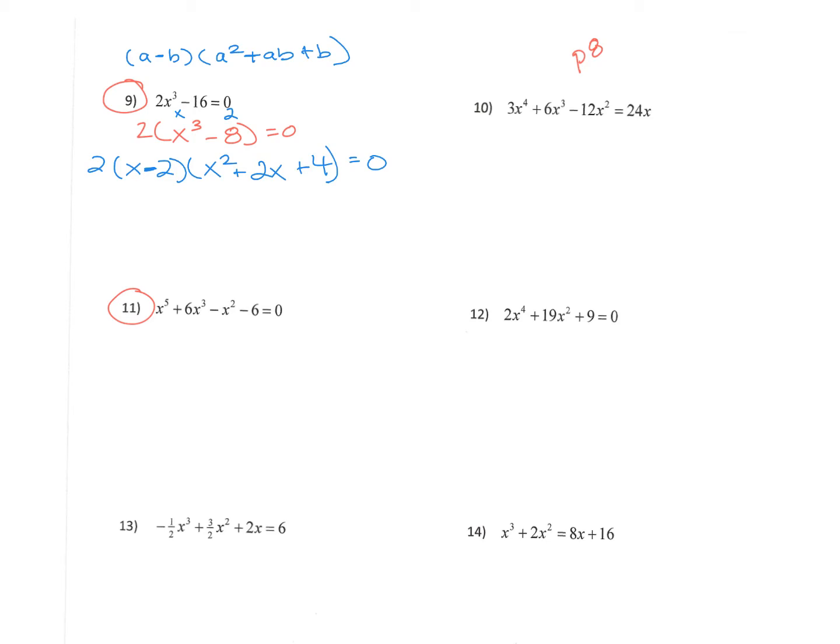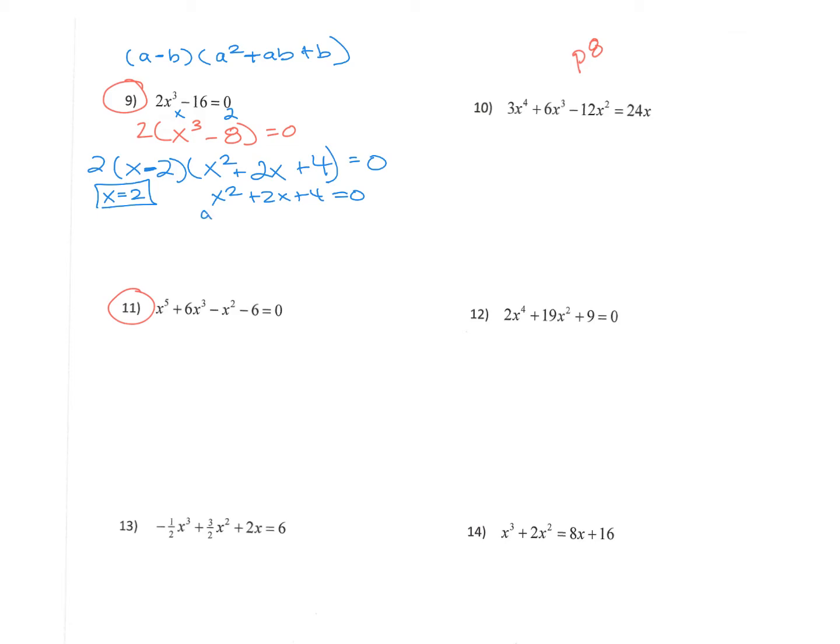So when I get ready to find my roots, the 2 in front doesn't do anything. There's no variable with it. It doesn't really matter. But the x minus 2 gives me x equals 2. And x squared plus 2x plus 4 equals 0 is not factorable. I need to then use completing the square or the quadratic formula. In the solutions, I did it by completing the square. So in this video, I'll do it by quadratic formula, just so you can see it both ways.